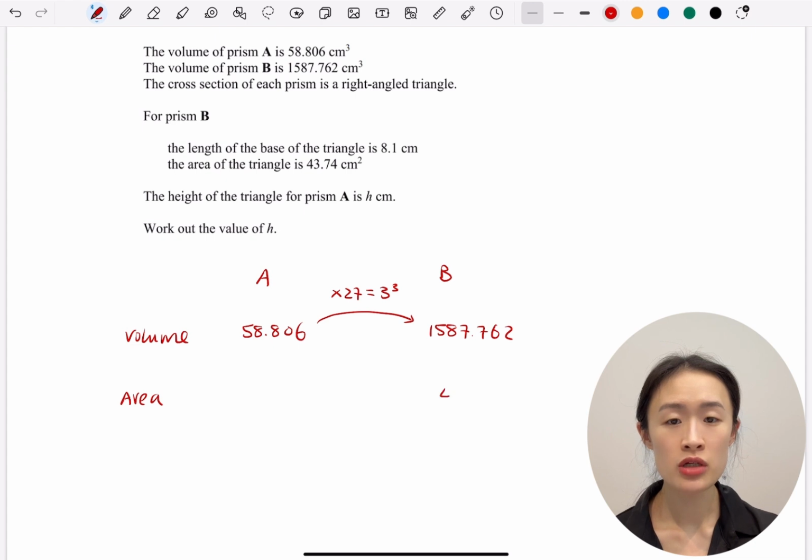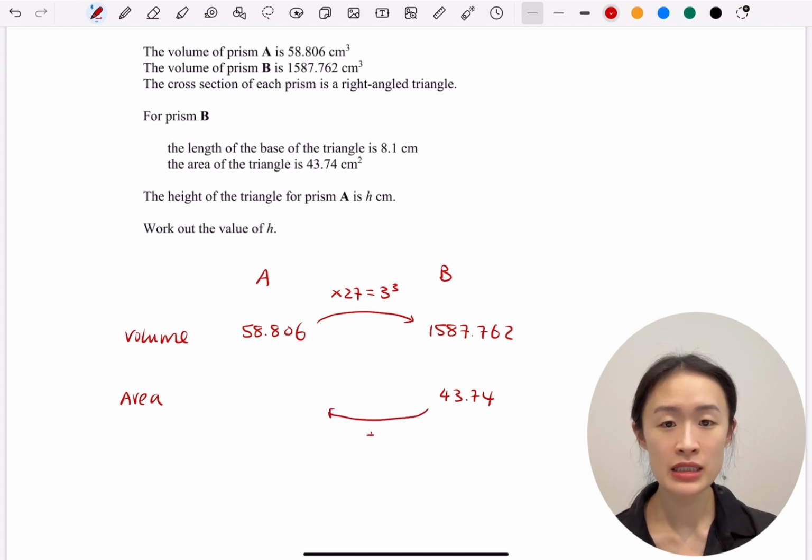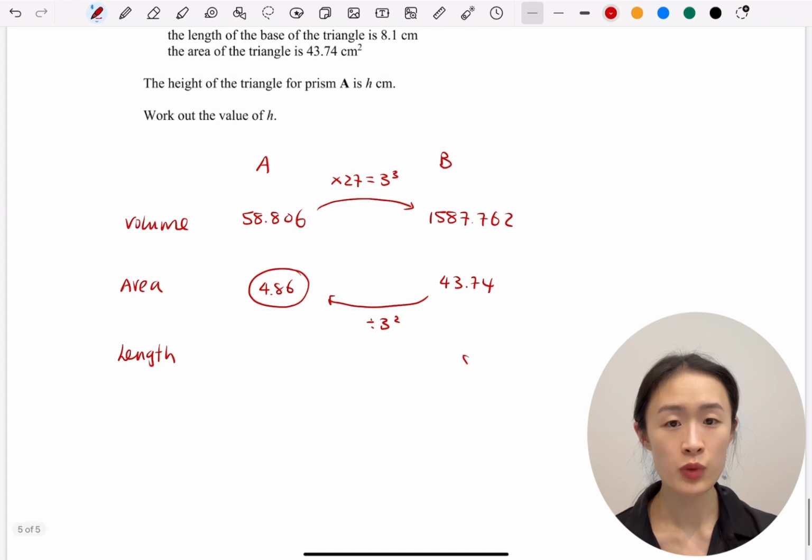We are also told the cross-sectional area of shape B. So in order to work out the cross-sectional area of prism A, I needed to divide this number by the area scale factor, which is 3 squared, which is 9, and then that is 4.86. We are also told the length of prism B, which is 8.1, and then the length scale factor is 3, therefore I'm dividing this number by 3, and that gives us the length of prism A, which is 2.7.